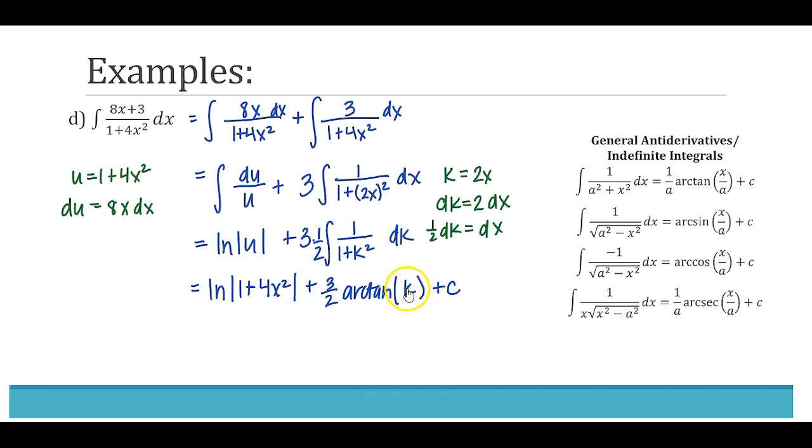And then I have to remember to substitute 2x back into k. So my final answer is natural log of the absolute value of 1 plus 4x squared plus 3 over 2 arctan of 2x plus c.